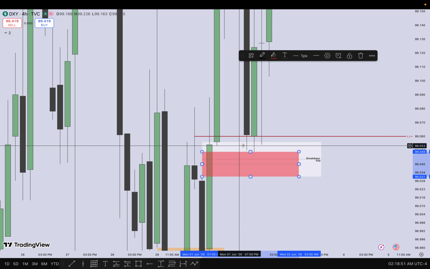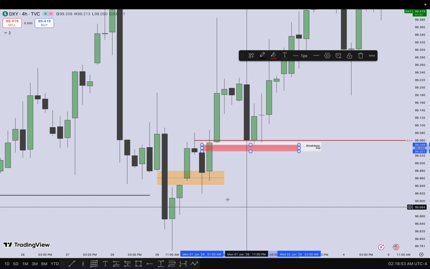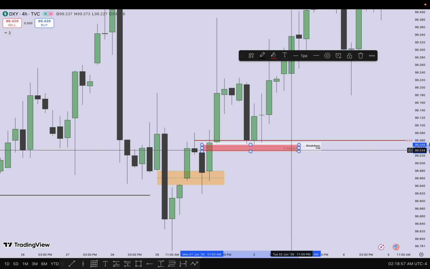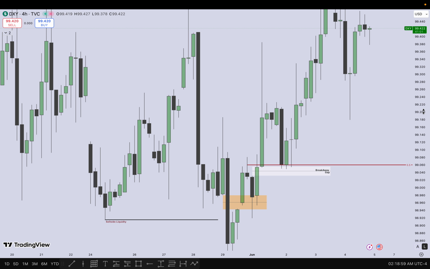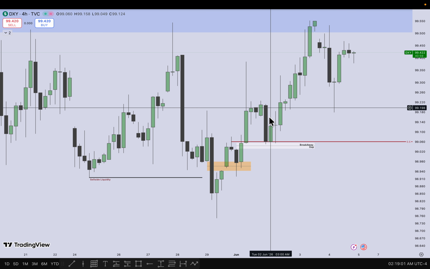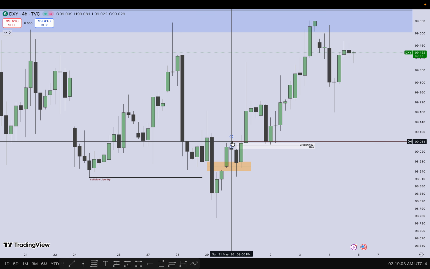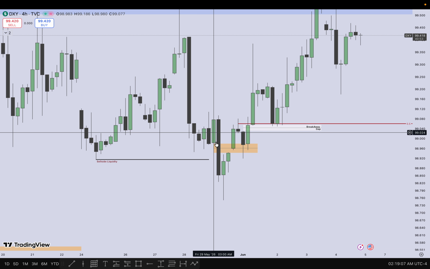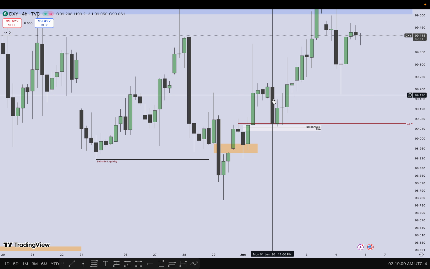Why should the price not come here? Because this area is balanced. If the price is bullish, we don't want to come here. So the price came down, respected its fixed midpoint, and went up. As you can see here, this area is balanced, this area is balanced.